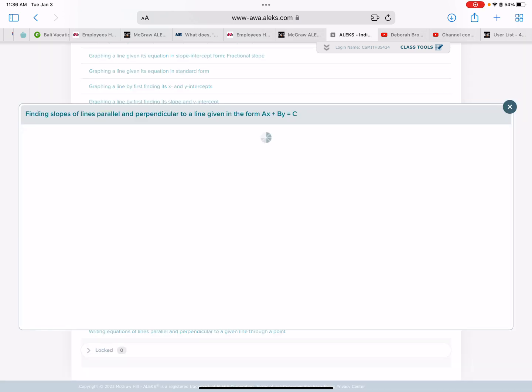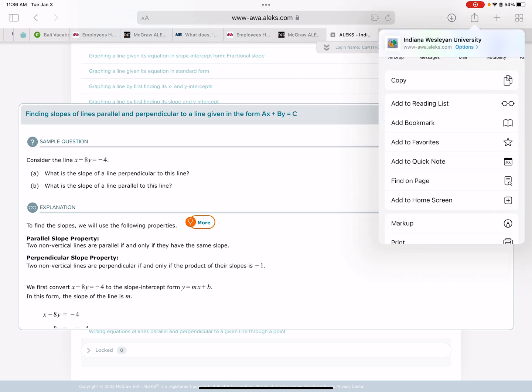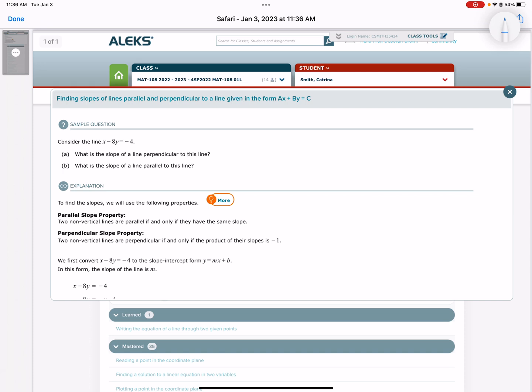More perpendicular and parallel, now in standard form. All you have to do for this one is, first of all, put it into the y equals mx plus b form, and then you're able to evaluate it. So let's go ahead and I'll help you with this. Step 1, we're going to put it into y equals mx plus b form. The reason we like this form so much is because then we can easily grab out the slope. So I have x minus 8y equals negative 4.